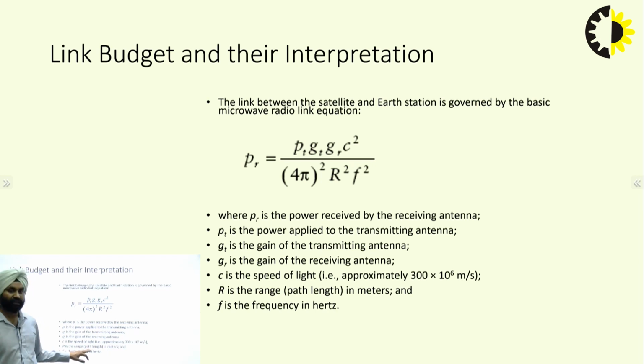R is the range between the satellite and the Earth, so it is generally in meters. And last is F, the frequency in hertz of the uplink or the downlink. The PT-GT, the transmitted power times the transmitted antenna gain, is also called the EIRP of the signal, also known as the effective isotropic radiated power.